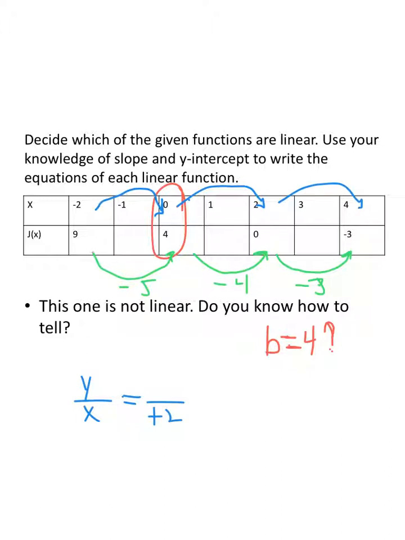Is the change in y constant? Is it consistent? Do I subtract the same amount each time? No. And because these y values do not change by a constant amount, we know this is not linear. So this particular function is not linear, and that's exactly how we would tell. Since x has a consistent change and y does not, we know there's no slope m, no constant change, no consistency.